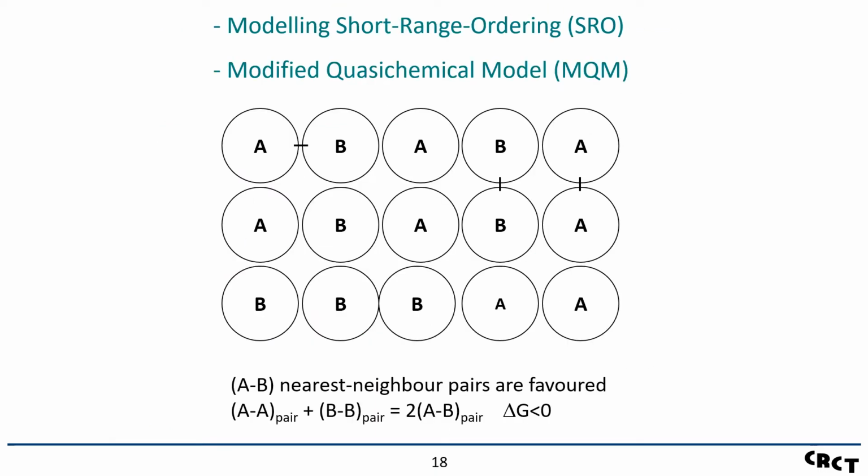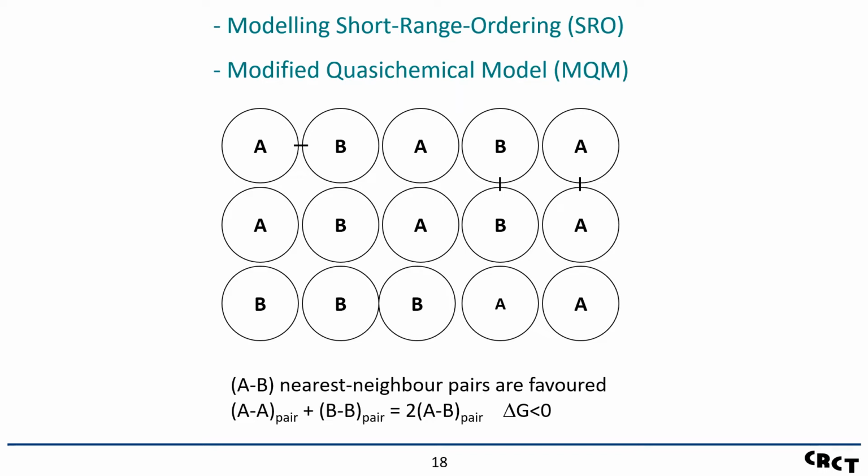Okay, so let's go back and discuss the simplest possible model for short-range ordering. This is the modified quasichemical model. Here we have one sublattice where we have molecules or atoms A and B distributed on the lattice sites. This could be used for an alloy, a metal alloy, for example.